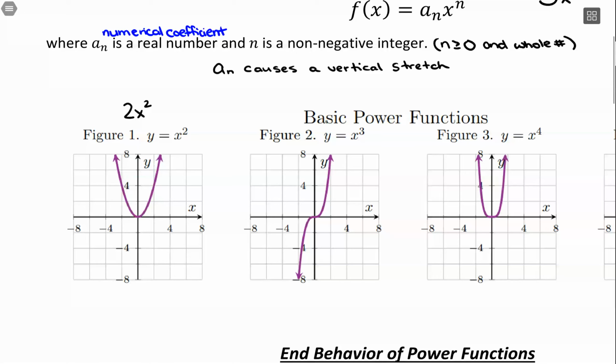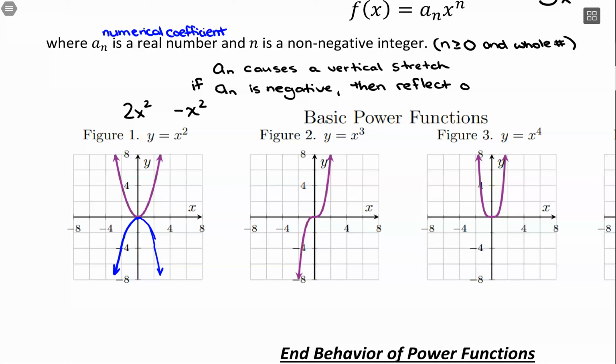Now what happens if I chose a negative number? What if I just did -1, so negative x squared? Well, then my graph would look like, let's see, what's our scale here, 2's? Then our graph would look like this. So overall same shape, it's just reflected over the x-axis. So that's something we'll need to pay attention to as well. If we see this numerical coefficient, if an is negative, then reflect over the x-axis.